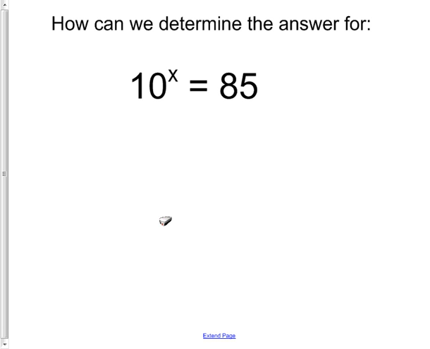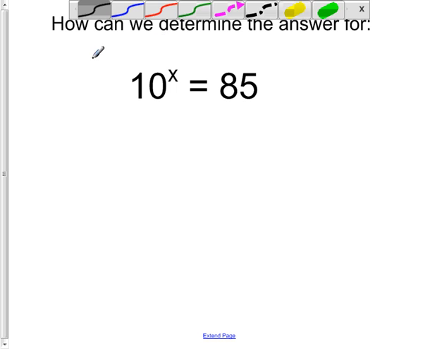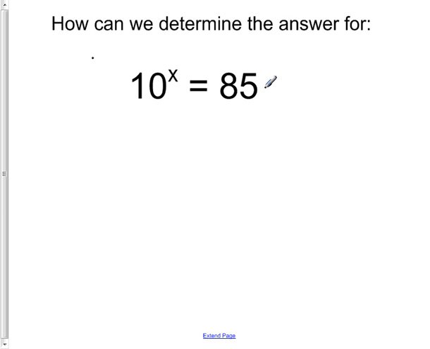Today we're going to look at how we figure out the answer for a problem like this, where 10 to the x power equals 85. Now in the past, if it was just 10 times x, so 10x equals 85, this one you all know how to do. You divide by 10 and you get x equals 8.5. The problem is, it isn't 10 times x equals 85, it's 10 to the x power.